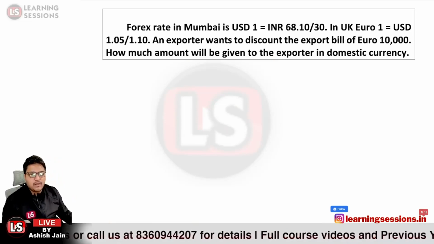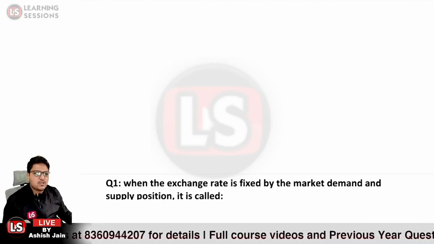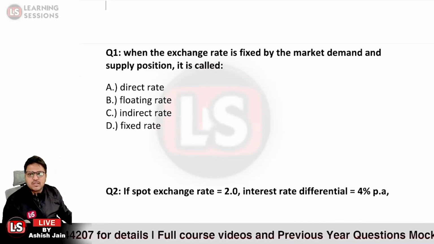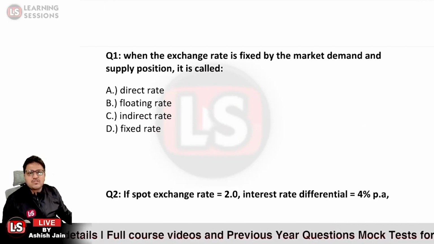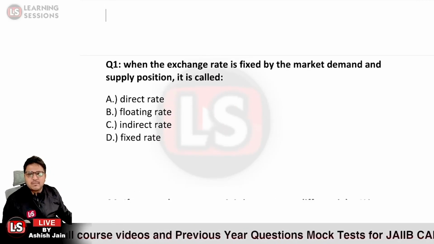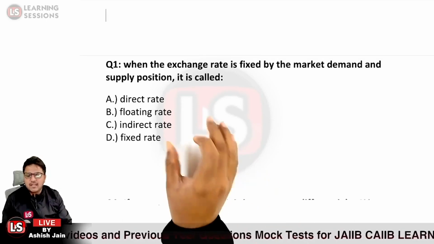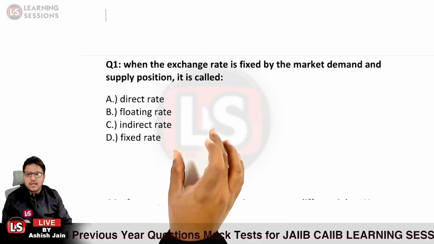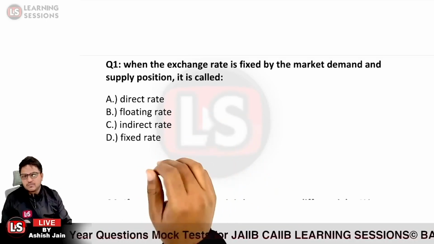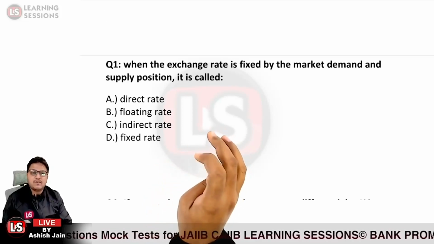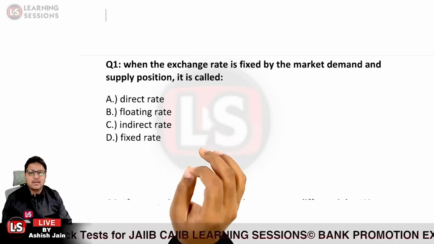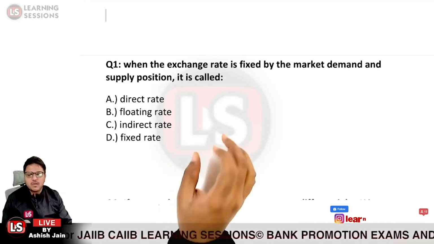Okay. Now let's move further to the next question. It says, when the exchange rate is fixed by the market demand and supply position, it is called direct rate, floating rate, indirect rate, or fixed rate. When the exchange rate is fixed by the market demand and supply position, it is called what rate?